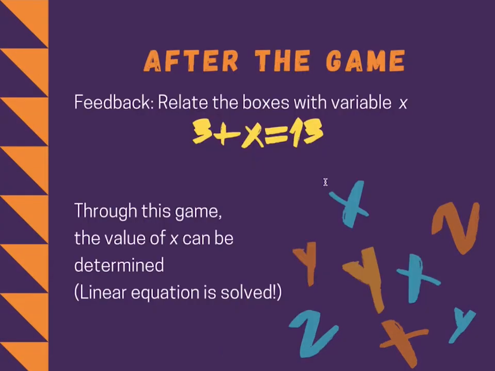After the game, one of the most important things in this kind of game is feedback, so that the students can learn from the game. Why did they win or why did they lose? If the game is conducted in the classroom, for example, the teacher needs to give explanation. We need to relate this game with finding the x value.